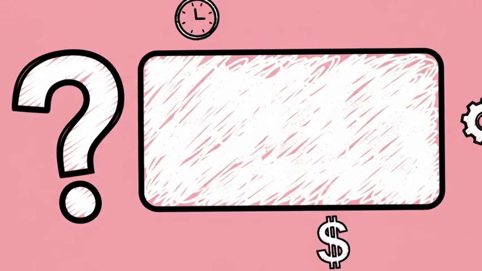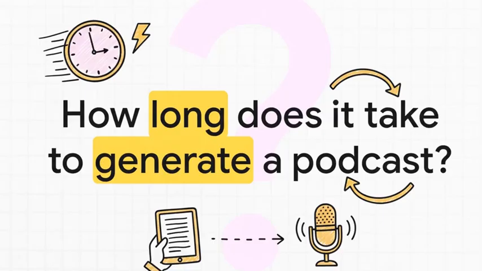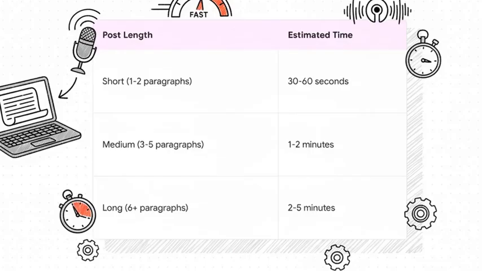All right, I'm sure a few questions are popping into your head right now, so let's just quickly run through some of the most common ones that people have about a tool like this. First up, the big one. How long does this actually take? Is this one of those things where you click a button and then go make a sandwich, or is it actually fast? The answer is, it's really, really fast. A short little blog post can be turned into a podcast in under a minute. Even a long, in-depth article is usually done in less than 5 minutes. The speed is pretty remarkable.